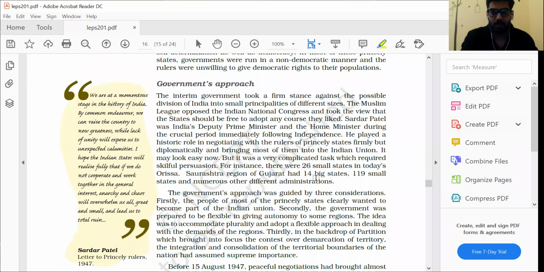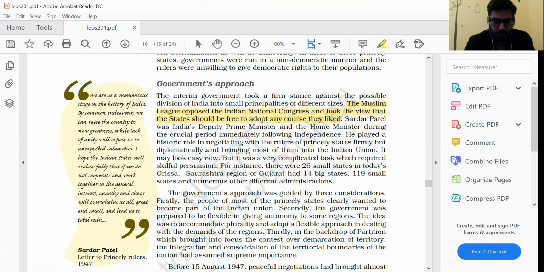So the interim government took a firm stance. Interim means the immediate government. The Muslim League opposed the Indian National Congress and took the view that states should be free to adopt whatever they wished. But then Sardar Patel, the Iron Man, the then Home Minister of India, who was also India's Deputy Prime Minister, played a historic role in negotiating with the rulers of princely states. He brought most of them into the Indian Union firmly but diplomatically. He very firmly and very diplomatically said that you will not remain independent, you will be a part of India. You have no other option.